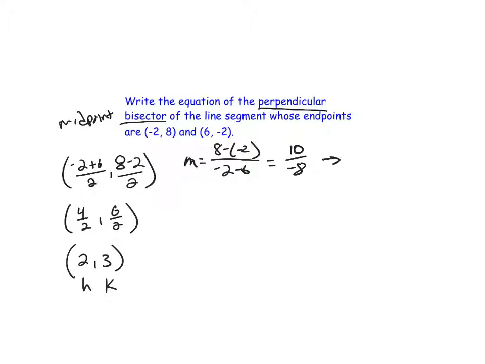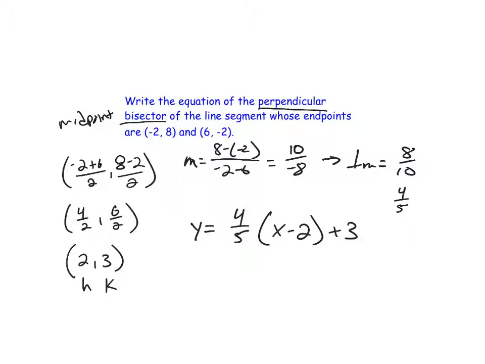But I want the perpendicular slope. So I'm going to flip it. Write 8 over 10. You want to reduce it to 4/5? Why not? We can leave it as 8/10 if we want, but we'll reduce it to 4/5 because we like to reduce things. So now our equation, y equals, let's take our perpendicular slope, 4 over 5. Let's take our h and our k values, x minus 2 plus 3. There's our equation.